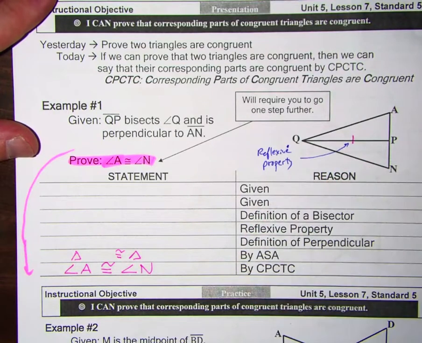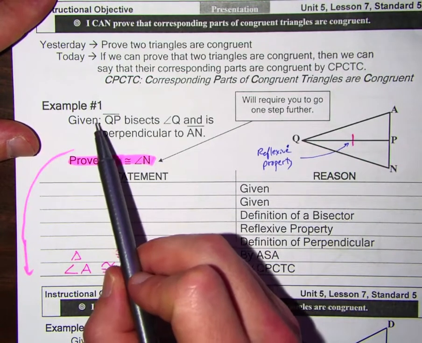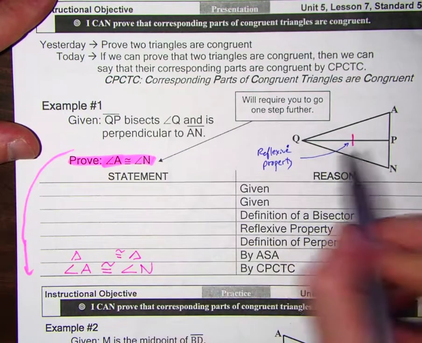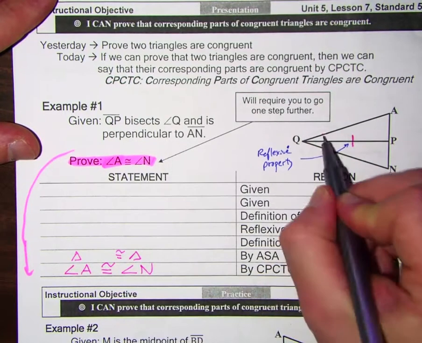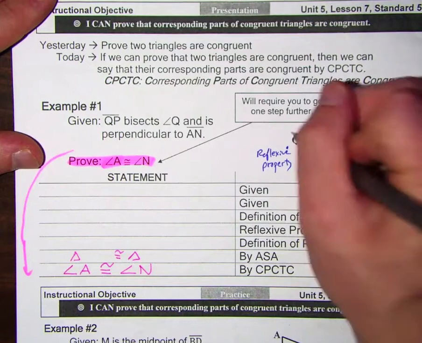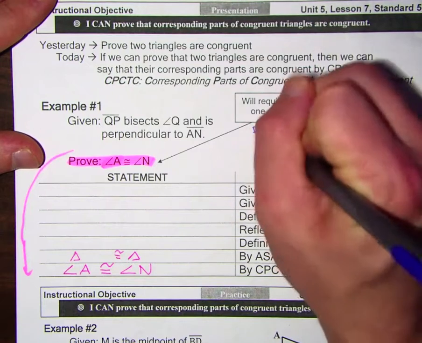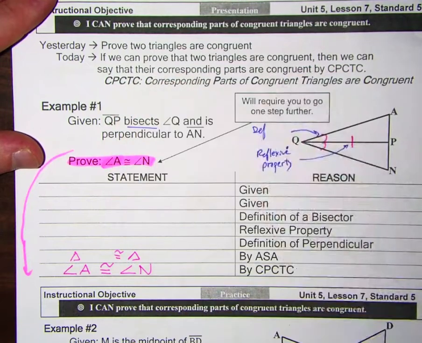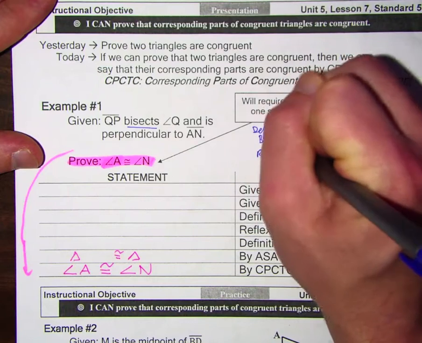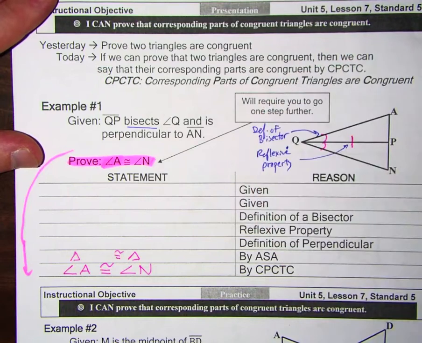What else can I mark up? I don't see anything else there. So I'm going to go back over to my given, and I see for my given that segment QP bisects angle Q. Okay, here's QP, and it bisects this angle Q. So these angles must be congruent. The reason I can put that there was this word here, bisects. That's the definition of a bisector. Cross that out. I used it.